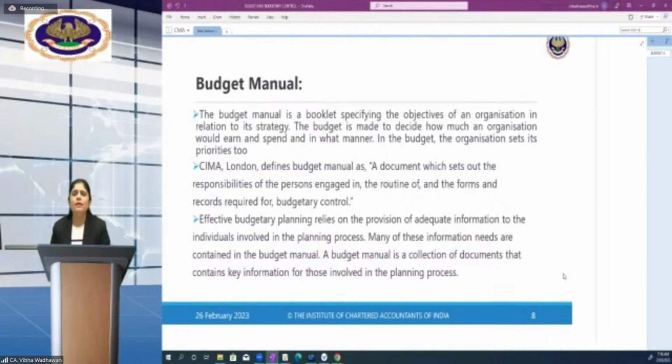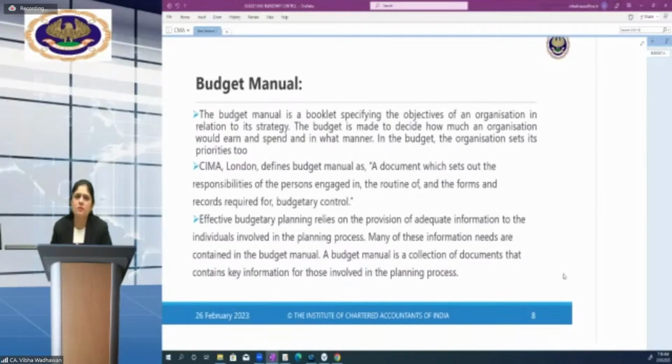So budget manual incorporates everything: what all documents are required, what is the format of the different budgets, everything will be there in the budget manual. What should be included in the raw material purchase budget, what should be included in the flexible budget, what should be the format of the master budget, what all information is required in every budget, what all information the management requires in a particular budget. So every format of the budget will be there in the budget manual. So it's a good guide to a person who is actually making the budget and who is a part of the whole budgeting process. All right. So it's a very good guide, budget manual.